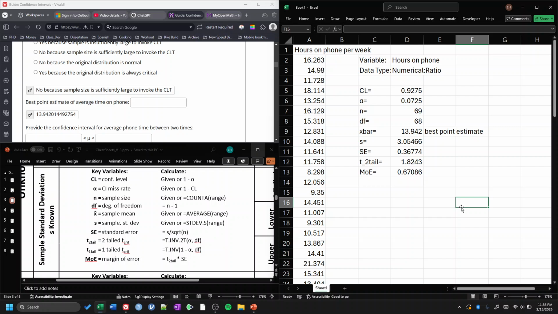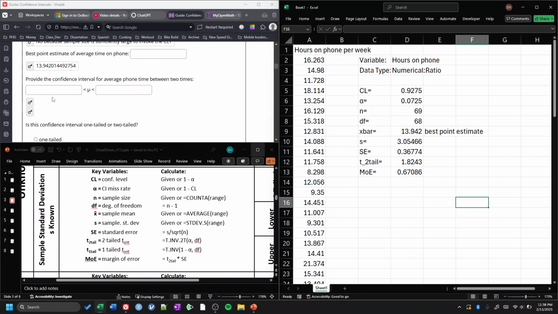It's our single best guess of what our true mean is. Now we know it's wrong, and that's why we're going to create a confidence interval, because we're saying we know our best estimate is wrong, so let's give a range of where we think this true mean actually is. So we're going to provide a confidence interval for the average phone time between two times.